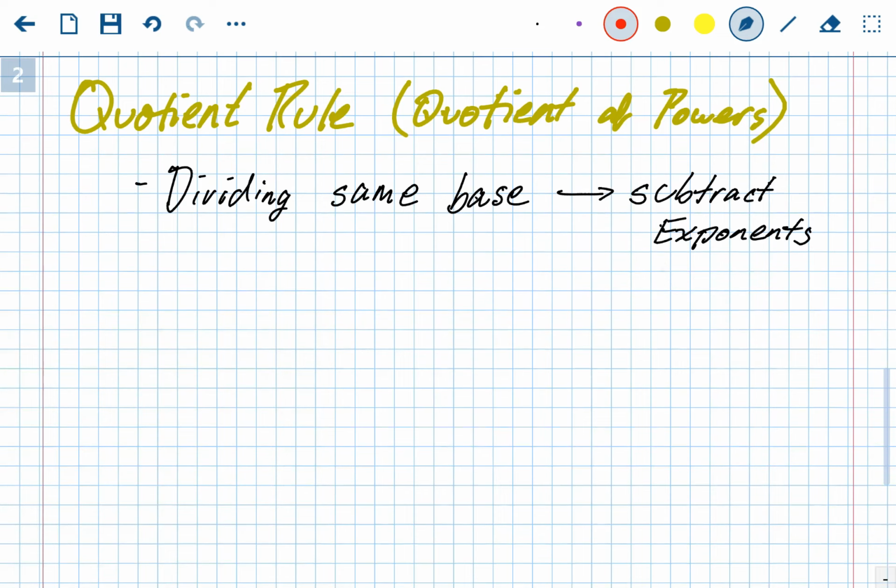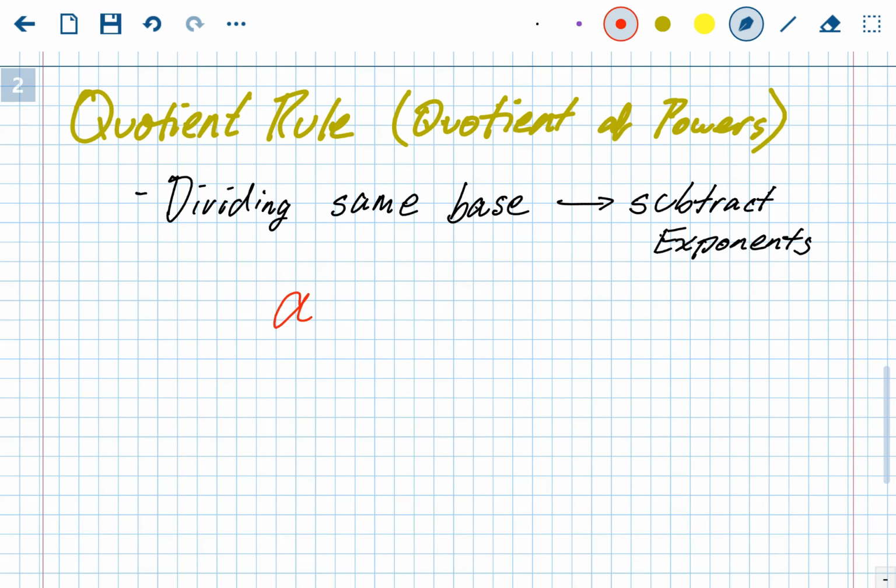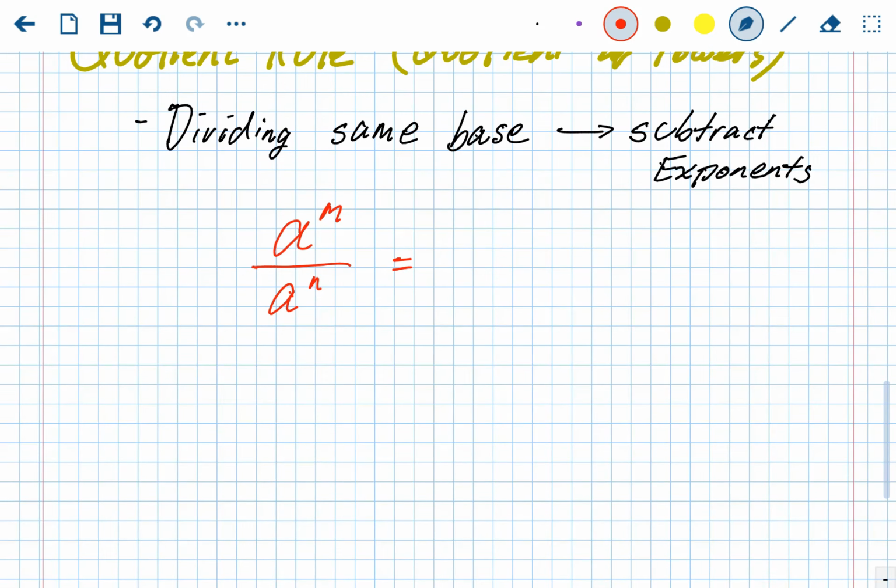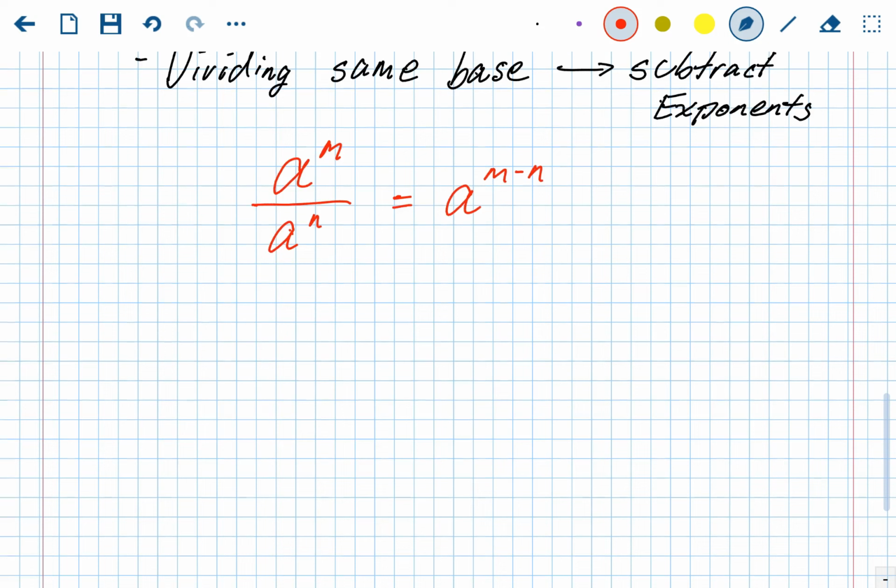All right, so let's look at it symbolically again. This time we have a to the mth power, and we're dividing it by a to the nth power. Well, to simplify this, since they have the same base, a on top and a on the bottom, you would write one base a with their exponents subtracted, so m minus n. Okay, so let's look at one with numbers in it. So we have x to the 5th power over x to the 3rd power.